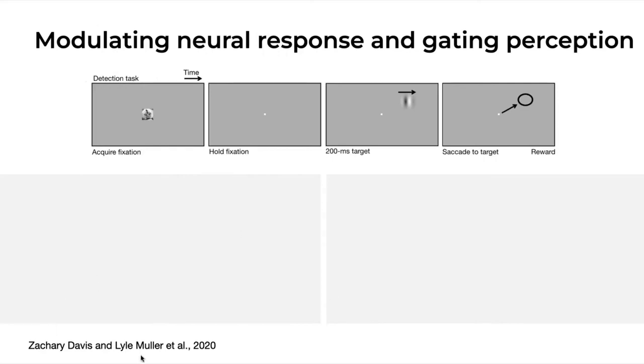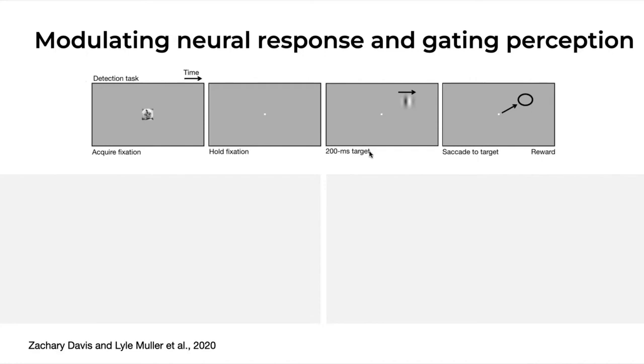In this first study by Davis and Lyle Muller and authors, they have found that traveling waves actually modulate the neural responses and also gate visual perception. In this study, they trained monkeys to first focus on the center of a screen, then they would hold the fixation, and after a random duration of time, the monkeys were presented with a faint visual target stimulus of a duration of 200 milliseconds, either on the right side or on the left side of the screen. In turn, the monkeys had to do a saccade to the target, and if they were right, they got a reward.